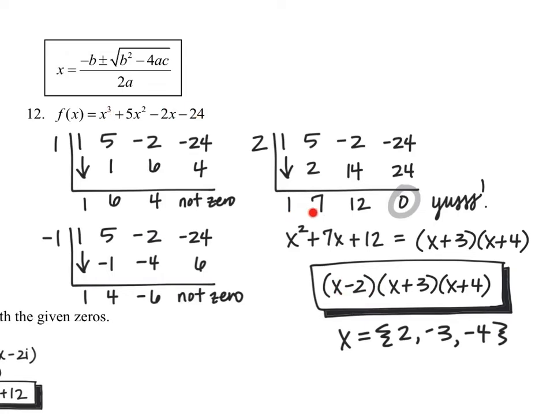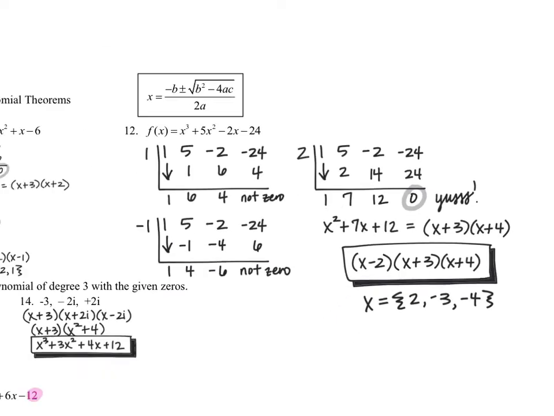What remains is a quadratic in the form of x squared plus 7x plus 12, which is factorable. So I broke that down into factors based on the numbers that multiply together to give us 12 and add together to give us 7, which are 3 and 4. And so here is my factored form of this polynomial function, and that generates the zeros that are the opposite of these here, 2, -3, and -4.